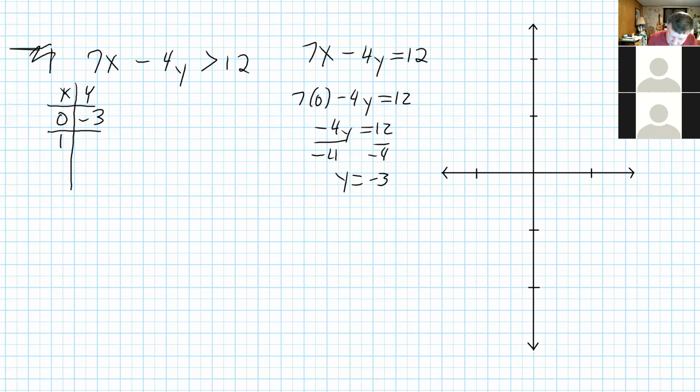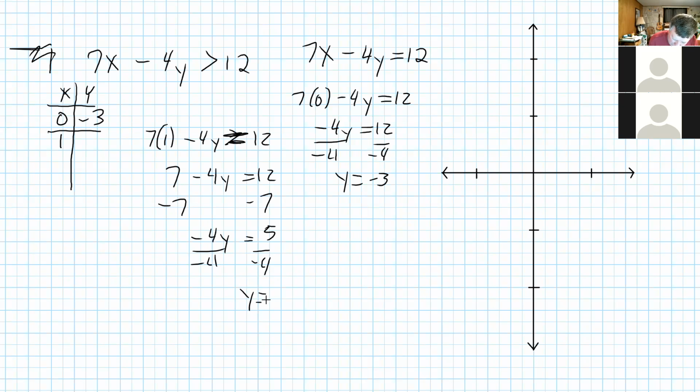Well, let's keep going. If x is 1, we get 7 times 1 minus 4y equals 12. 7 minus 4y equals 12. Subtract 7, negative 4y equals 5. Divide by negative 4, y equals negative 5/4. So it looks like your points weren't quite right. 0, negative 3 would be here. 1, negative 5/4 would be right about there.